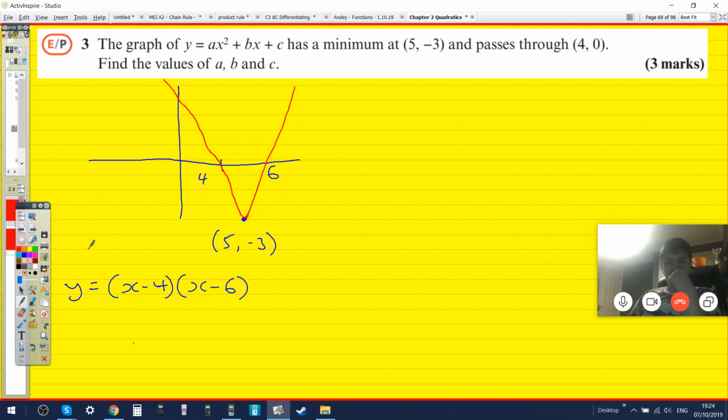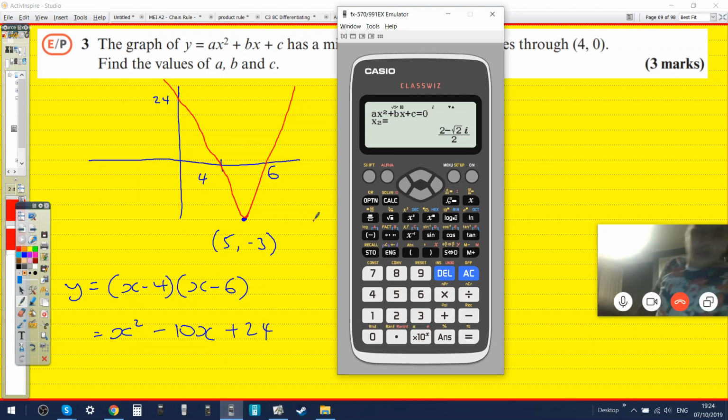You could do minus 4 times minus 6 to get... Oh, 24. So that's 24. And fully expanded brackets I would do, so x squared minus 10x plus 24. And put that in the calculator, see what it says.